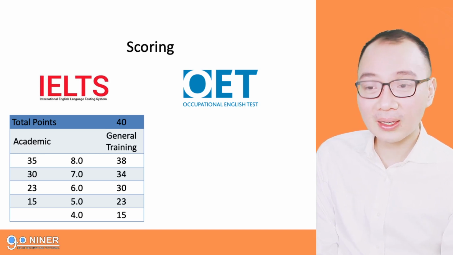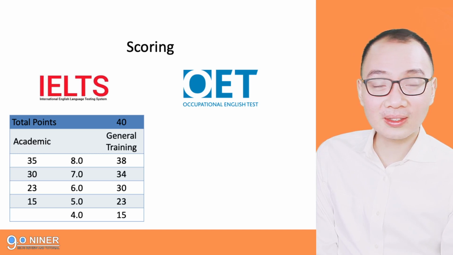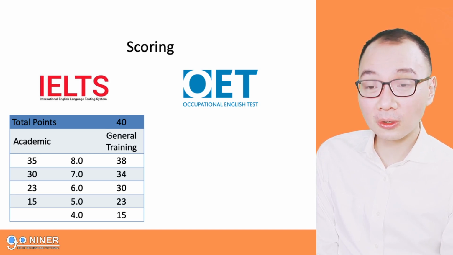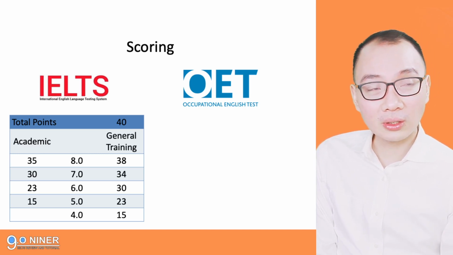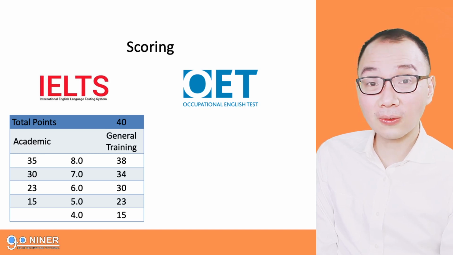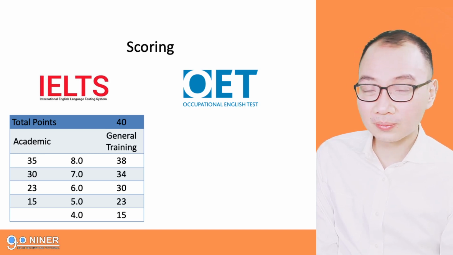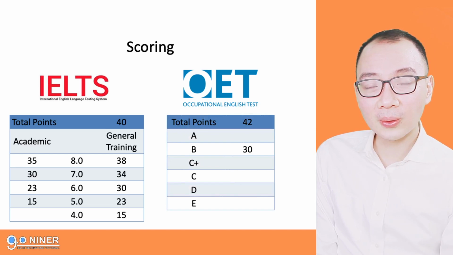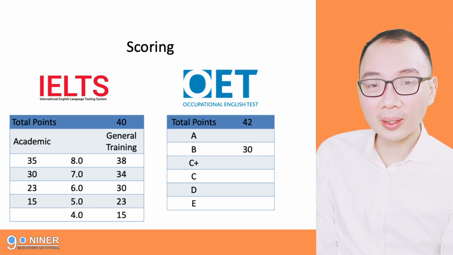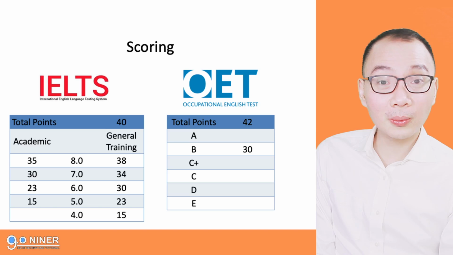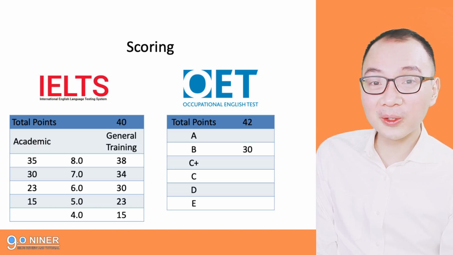For example, in academic, in order to get a 7.0, they need 30 out of 40. General training, though, they need to get a 34 to get the same band score. For the OET, the OET reading test is out of 42. And usually, meaning not all the time, candidates need to get a 30 to get a B, which is the grade that most people are required to get.